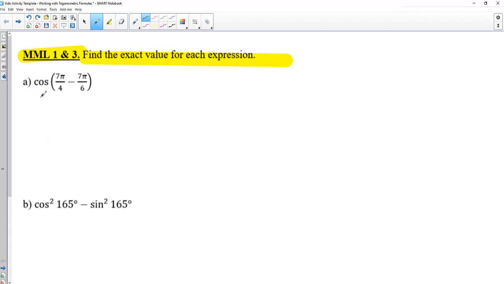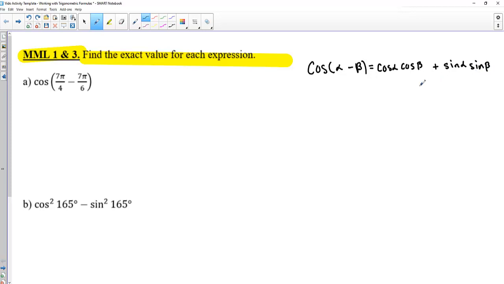So let's look at the first one. We want to find the exact value for cosine of 7 pi over 4 minus 7 pi over 6. When I see this, what you should think is something like cosine of some angle alpha minus some angle beta, and this is one of our trigonometric formulas. Remember the way that we can memorize this formula: the sine has the same sign, but something's always different, and the cosine has the opposite sign, but something's always the same. So the opposite sign of minus is plus, and the same part is that it goes cosine, cosine. So it's cosine alpha, cosine beta, plus sine alpha, sine beta.